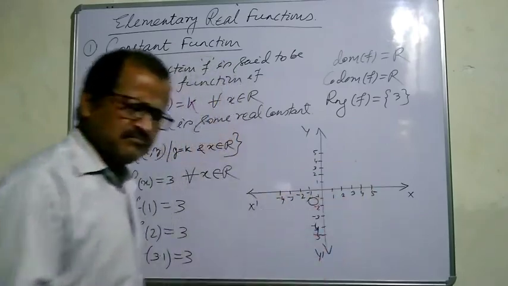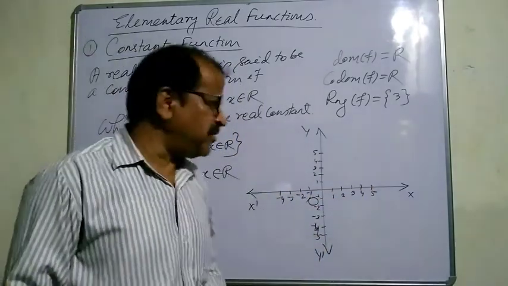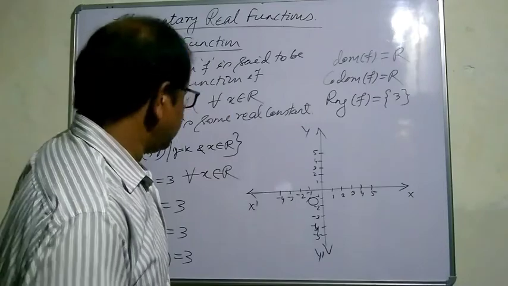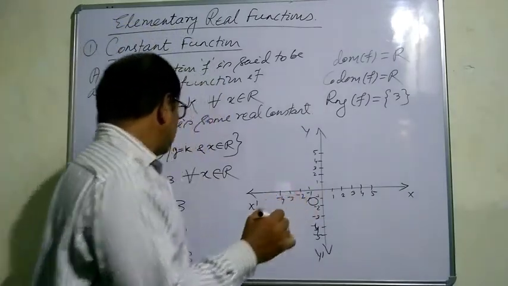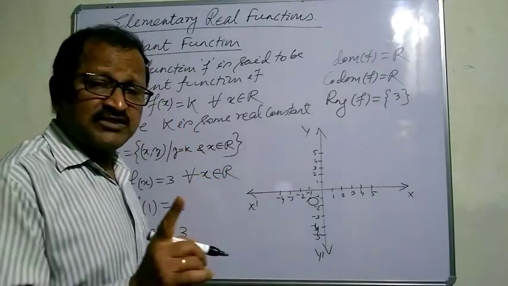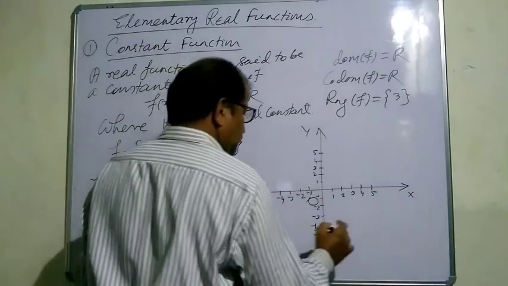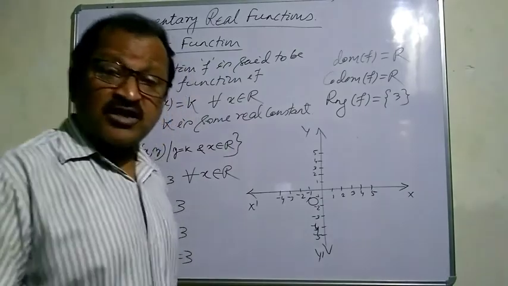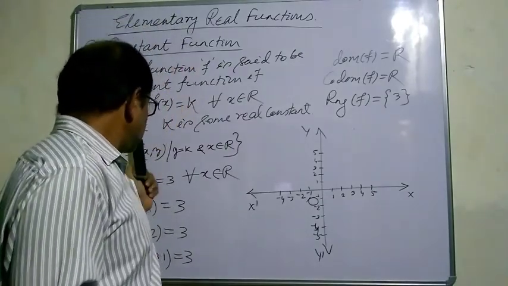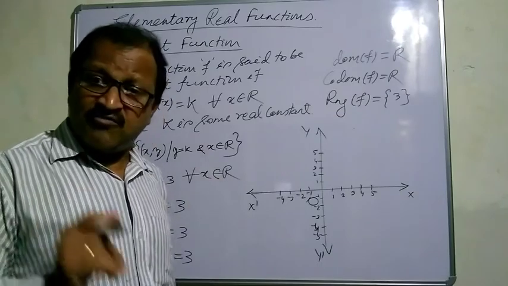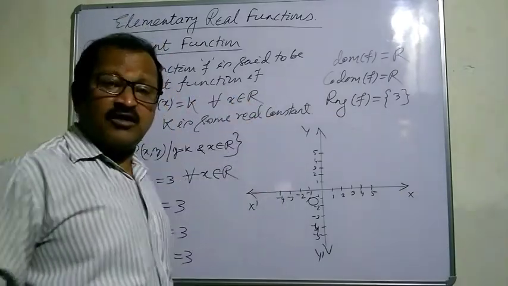This is our coordinate plane. Yes, you see, observe. Whatever value to x you may give, the value of f(x) is always 3. So what is f of 0? I have told you to find some ordered pairs of the real function and plot them on the coordinate plane.